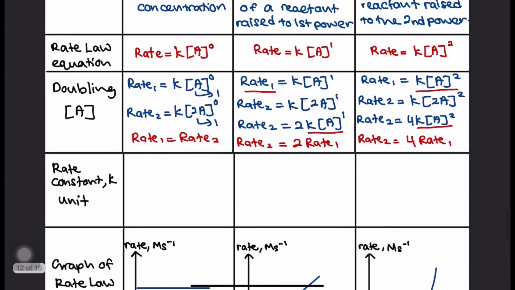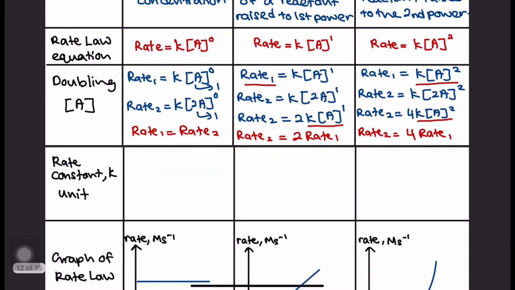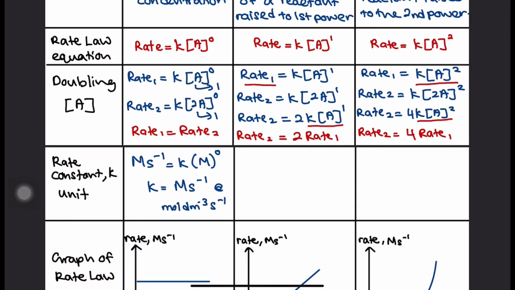Next, let's move on to the rate constant unit. For a zero order reaction, the units would be rate, that would be molar per second, equals k. Concentration has a unit of molar raised to the power of 0. Therefore, k has a unit of molar per second. Or sometimes units like mole per dm cube per second is also used.